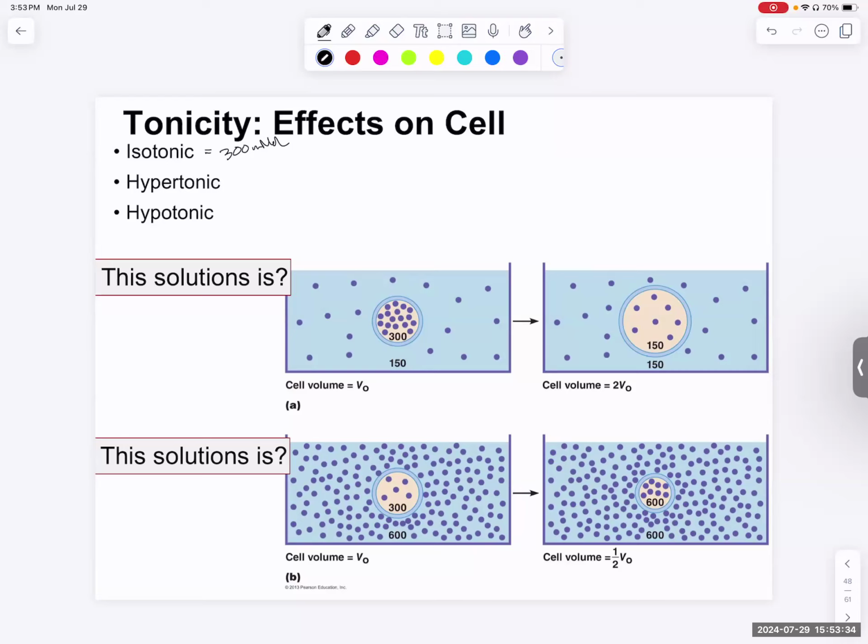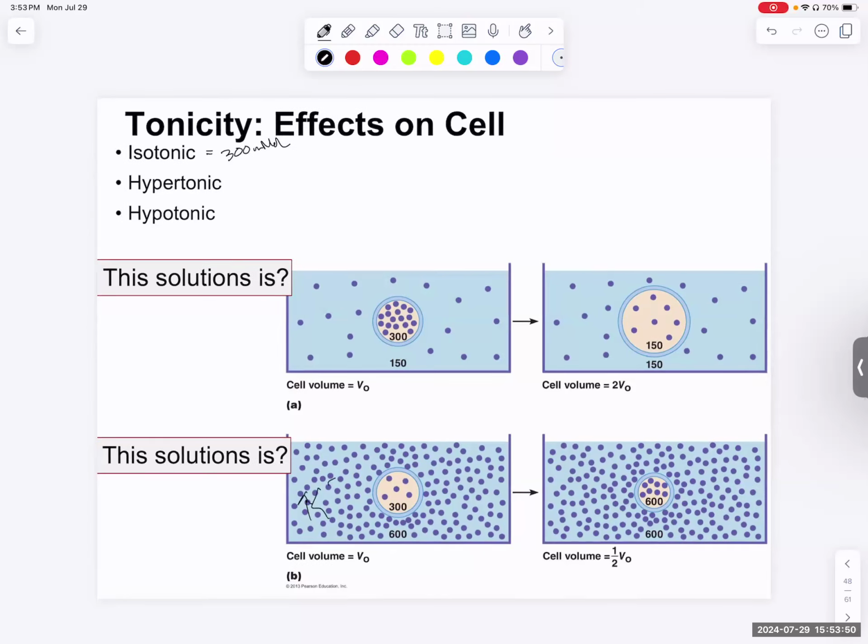A hypertonic solution would be a solution that has a higher concentration, and so fluid is going to move out of the cell to where there's a higher concentration than lower. And so this would be hypertonic. If it was lower, right, this would be hypotonic.